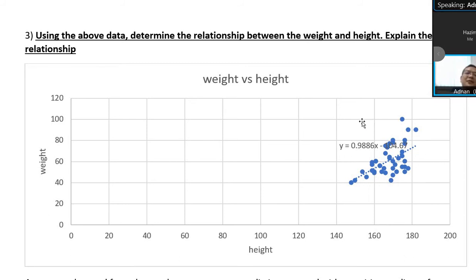It would be very strange if you got a negative relationship, where a heavier person would have a shorter height. But in general we can see the positive relationship. Of course, it is not so clear in the case of this distribution, since a lot of data are centering in the middle there. So when we're talking about this relationship, okay, Hazim, you can unshare now.